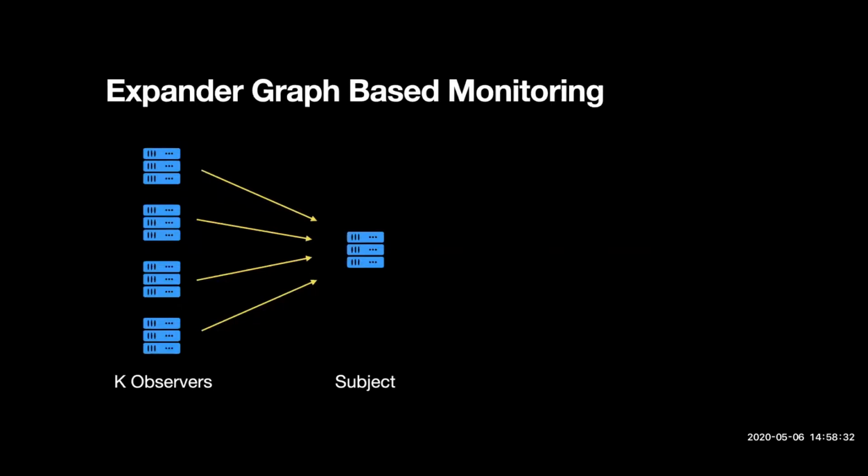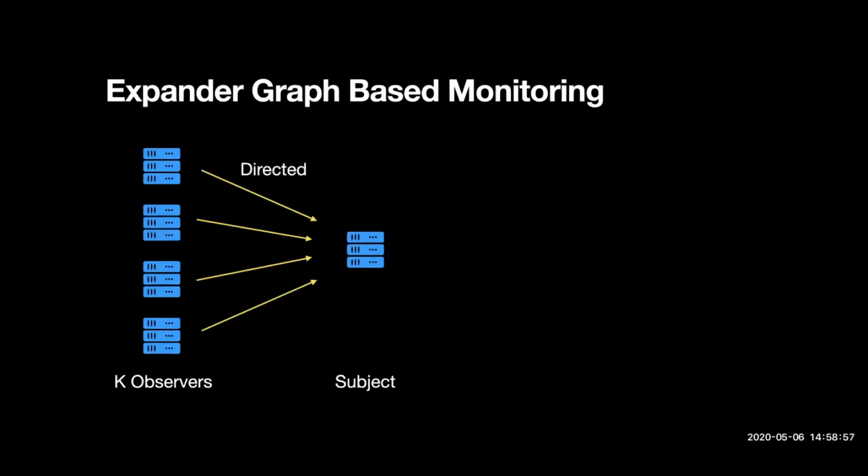Some of the important features about this setup is that this is a directed graph. So only the observers observe the subject. This is not a bidirectional graph. Even though the subject can also be observing observers, that is a different sort of edge. That is a different edge.